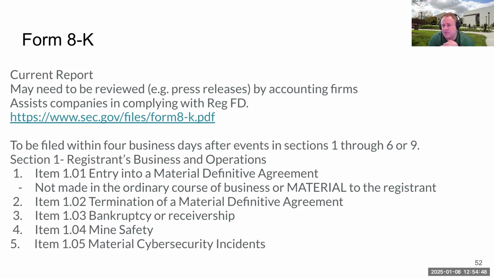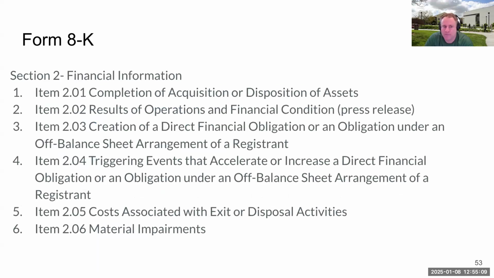Next is bankruptcy or receivership, so if the company has gone into bankruptcy. Then mine safety. Then material cybersecurity incidents, so if a company had, say, a major cyber attack, that would have to be put over here.